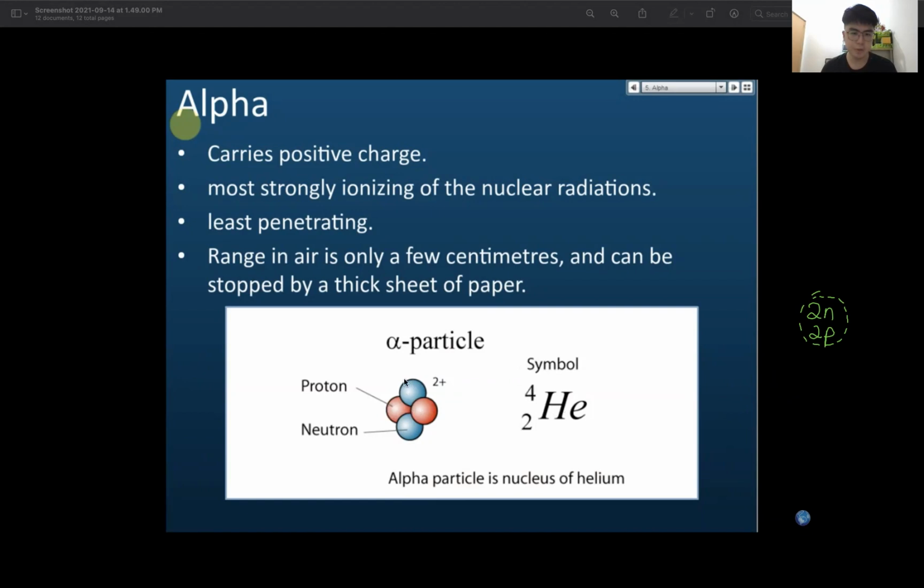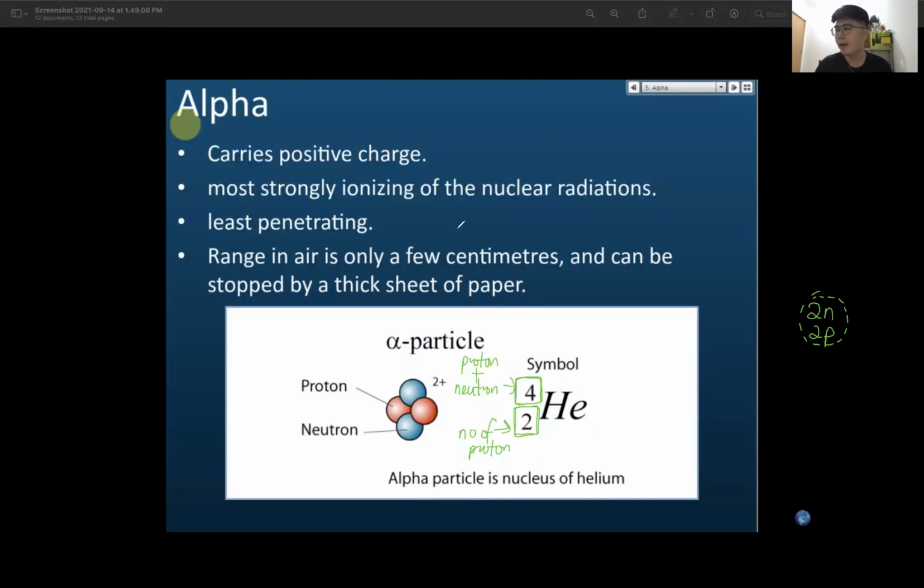Remember, this is the proton number, and the 4 is the mass number, the nucleon number. This is proton plus neutron, 4. So if you take 4 minus 2, you get 2 neutrons. Two neutrons, two protons. That is the alpha particle.